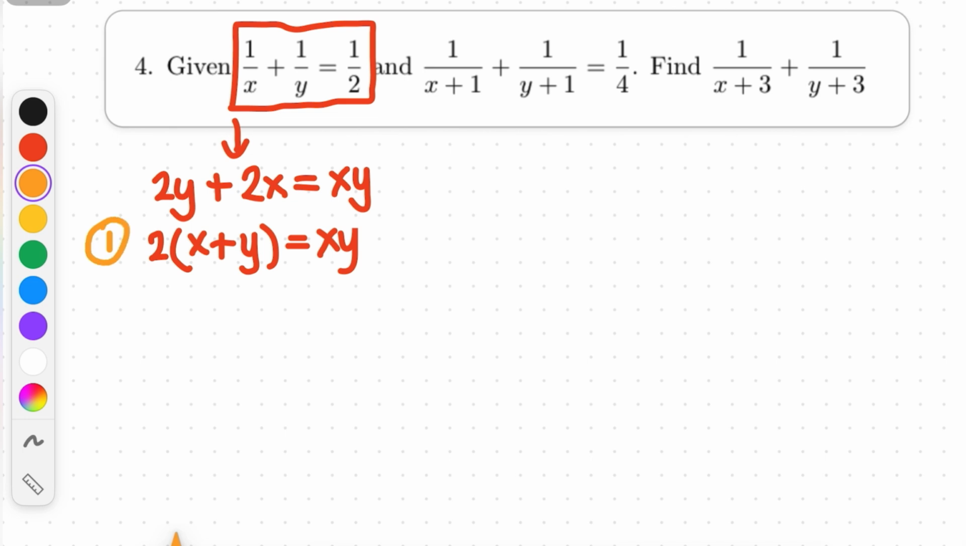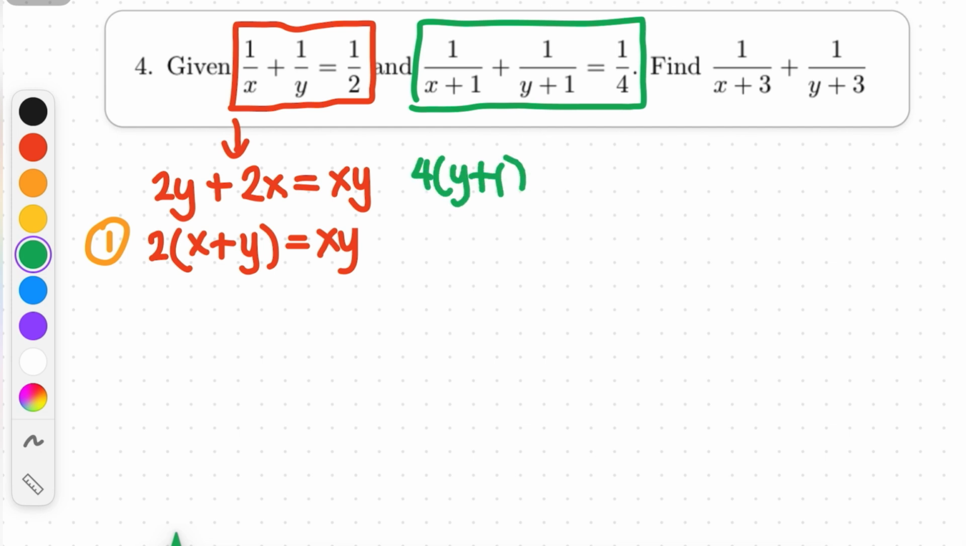Alright. Now let's look at the second given equation: 1 over x plus 1 plus 1 over y plus 1 equals 1/4. We're going to do the same thing and try to get rid of all the denominators, this time by multiplying by 4 times x plus 1 times y plus 1. And that will give us 4 times y plus 1 plus 4 times x plus 1 equals x plus 1 times y plus 1.